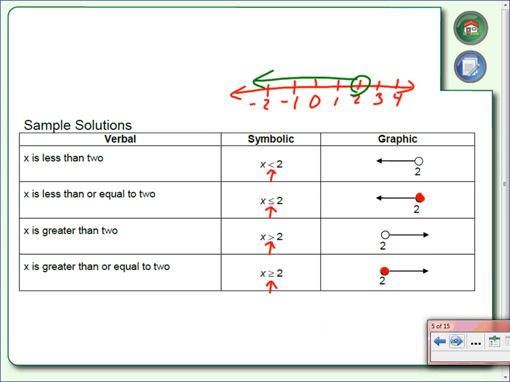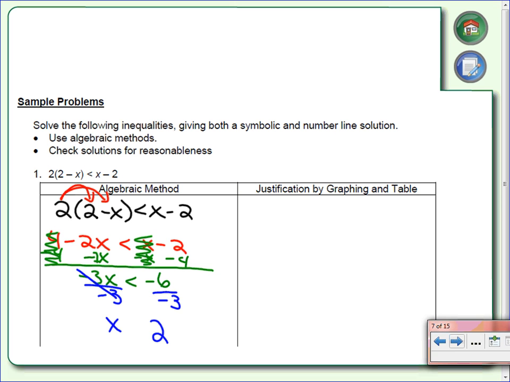So let me go back to that problem. Here it is. X is less than 2. Notice what I did. I divided by -3. So because I divided by that -3, I'm going to flip the sign around. So it's no longer less than, now it's greater than. So what I have here is that x is greater than a positive 2. Now that's one way to write the answer. It's not the only way, but it is one way.